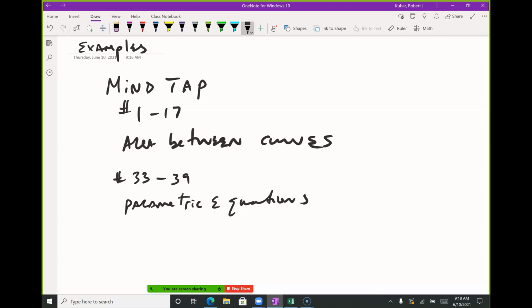Parametric equations, which I'm going to review with you. They're not difficult at all, and Desmos will help us see it very well, too. So we'll be looking at that today. Sorry, examples. So this is no longer examples. This is MindTap problems, right? MindTap homework.